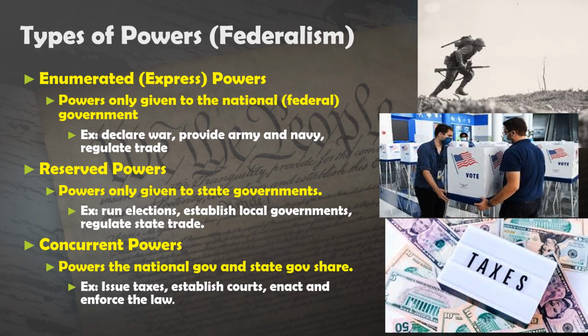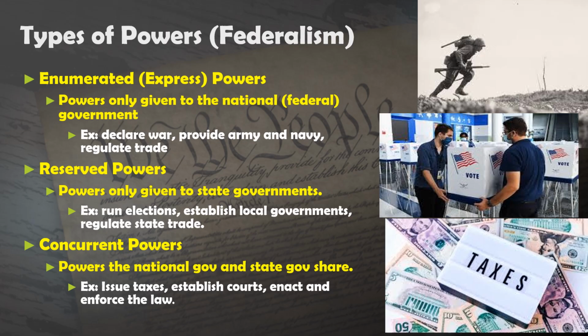So the next type of power is known as reserve powers, powers only given to state governments. So examples being run elections, establish local governments, regulate state trade. So these powers, guys, are only given to the 50 states. So if you want to get more specific, running elections, establishing local governments, and regulating state trade, those are powers given to our government in Tallahassee within Florida. So reserve powers are only powers given to individual state governments.